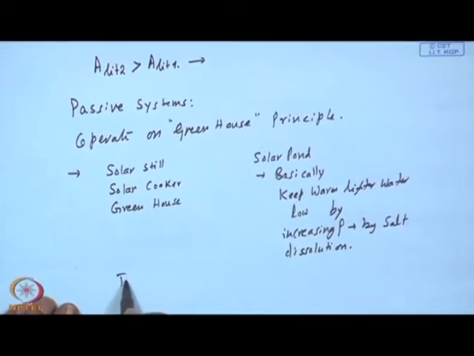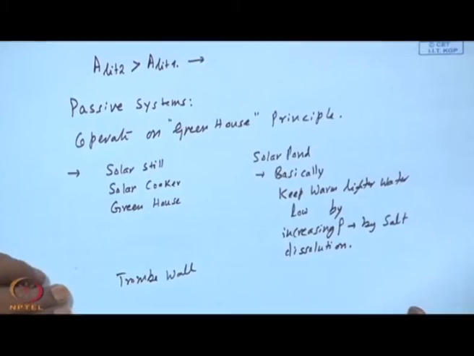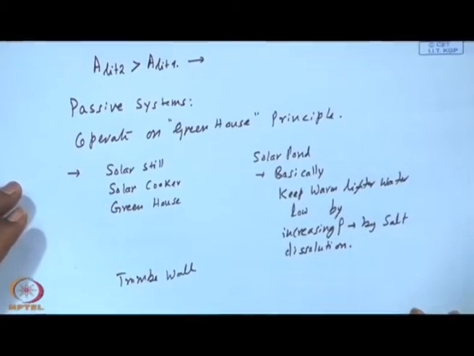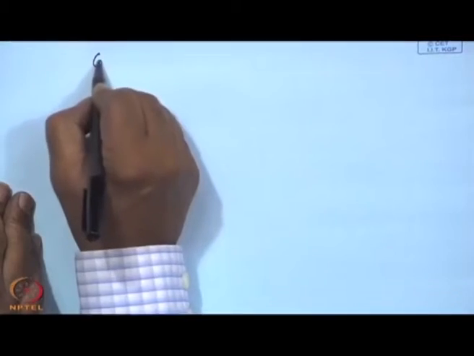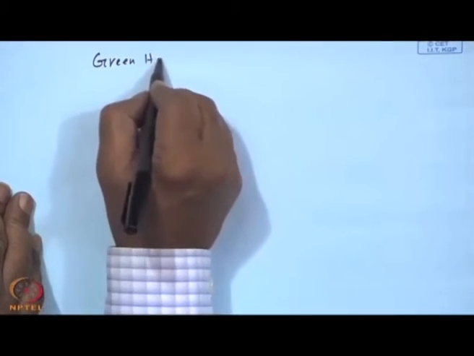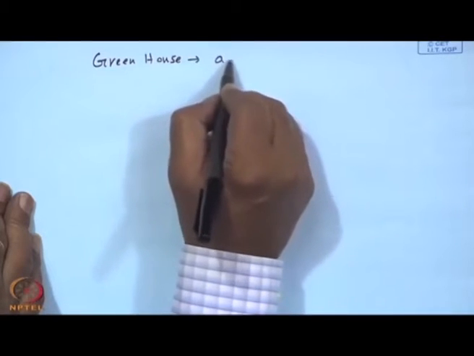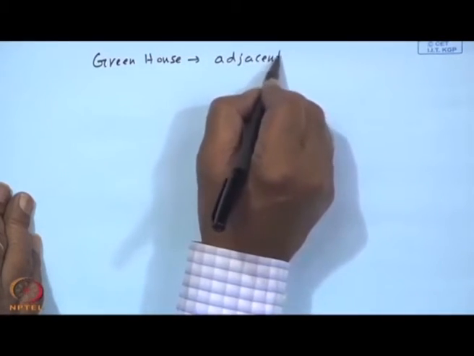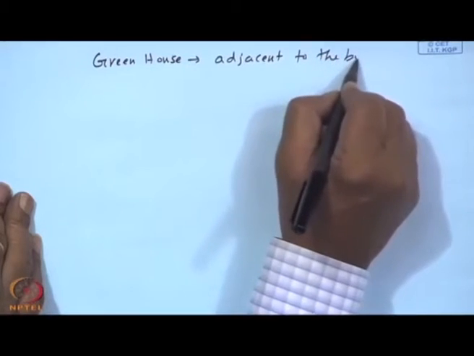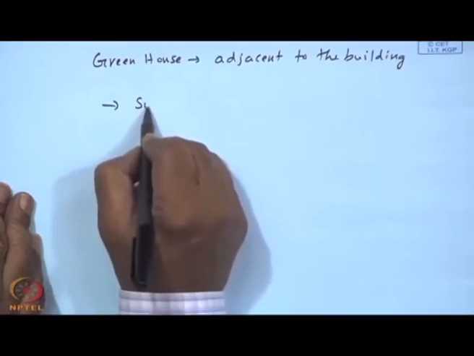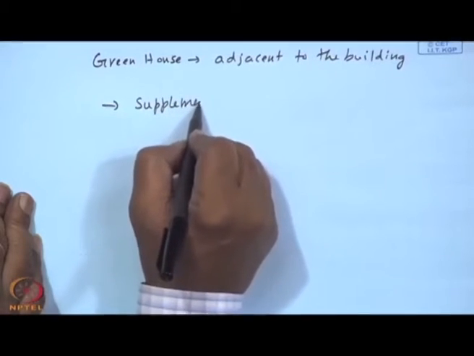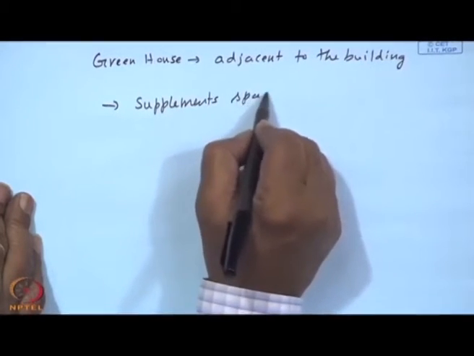Then you have got something like a Trombe wall, which is basically a hollow wall where the return air from the room will be circulated and heated by the exposed sun's rays, and then your greenhouse can be adjacent to the building, which supplements space heating.